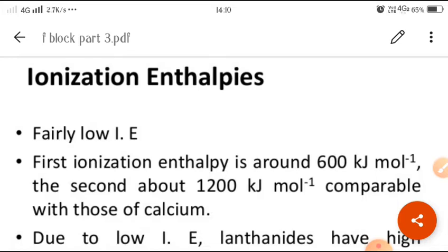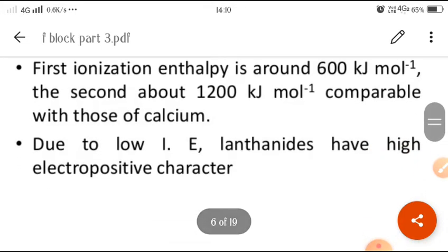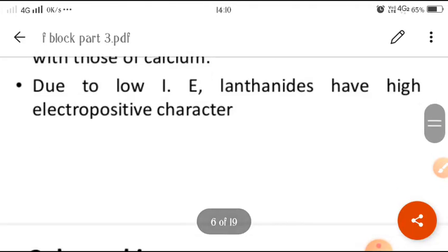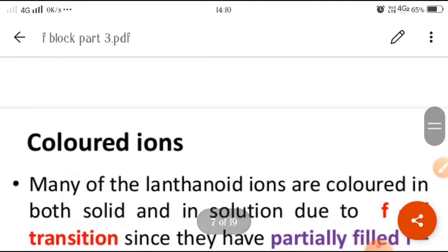Now ionization enthalpy. We have seen the size is decreasing, so they will have low ionization enthalpy as the electron is to be removed from s, not from f. The first ionization enthalpy is 600 kilojoule per mole and the second is 1200, almost double, and it is comparable with that of calcium. Due to low ionization enthalpy, lanthanides have an electropositive character and the normal oxidation state is +3.